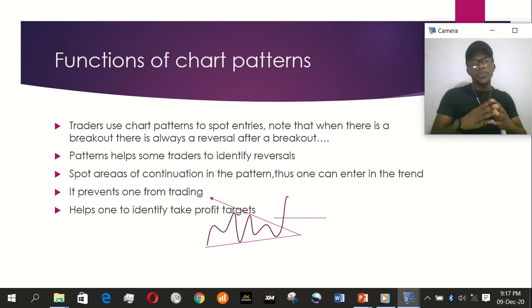So there are a few functions of the chart patterns. Traders use chart patterns to spot entries. Note that when there is a breakout, there is always a reversal. You see my chart here on the screen. Most of the time when there is a breakout, you see this rectangle where there is an arrow here. When there is a breakout, there has to be a reversal.